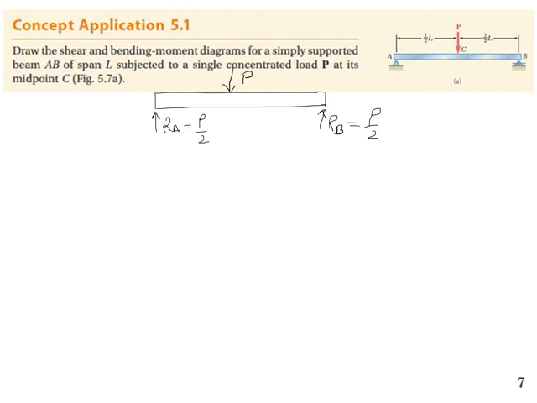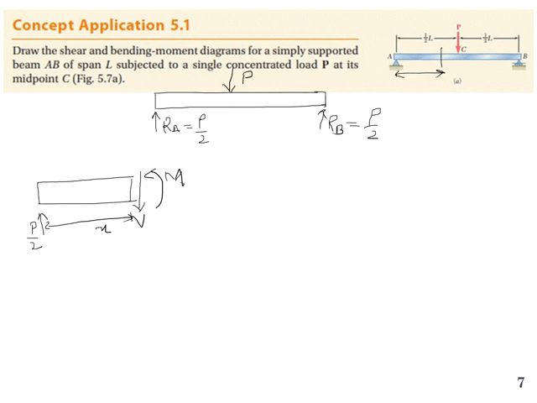Okay, now let's take a section here, and we are considering this portion only, and let's draw a free body diagram for this portion. So what we have, if I draw this section, we have P by 2 RA. So we have a shear force, internal shear force V acting downward. We have bending moment M, internal bending moment over here. And this distance, let's take this distance as X.